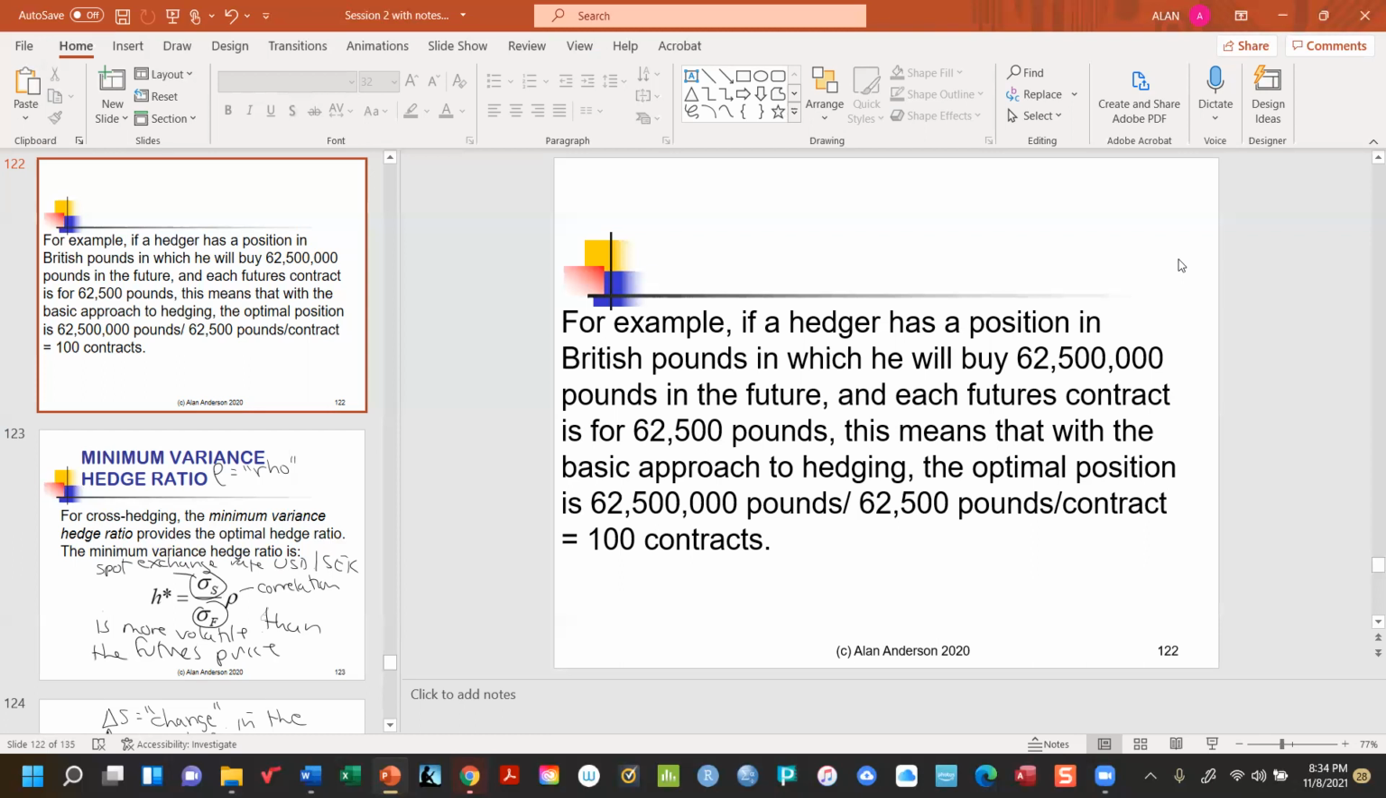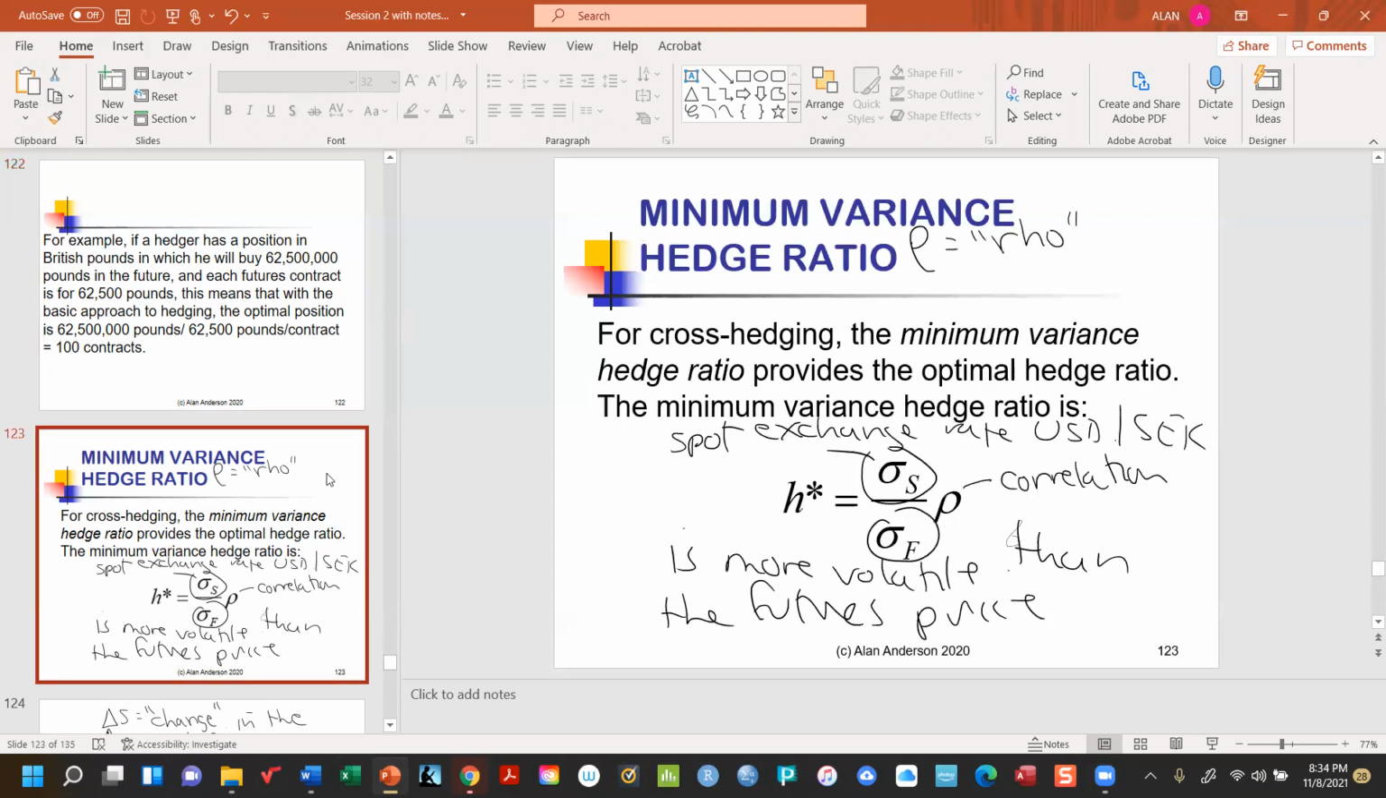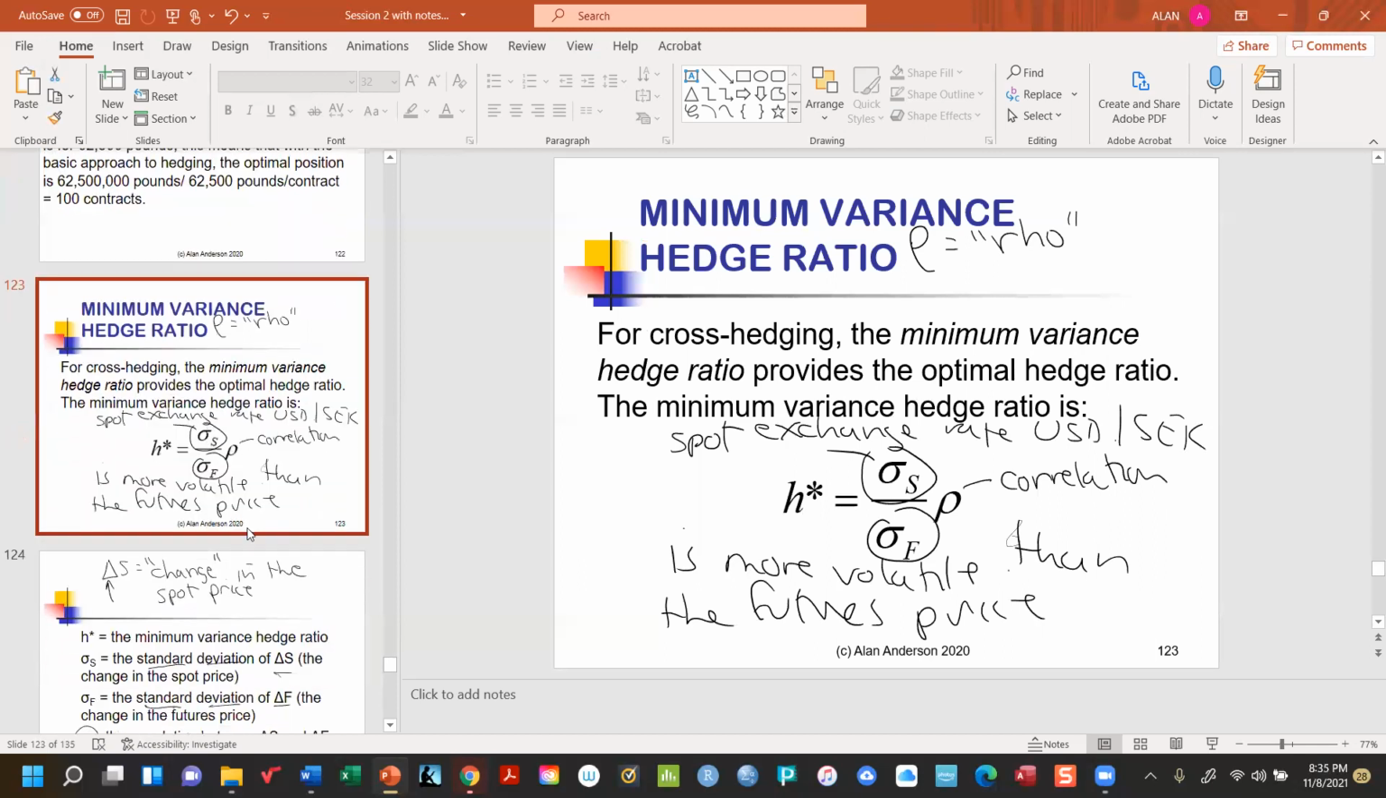Now, there's a formula here that is widely used in practice to help us figure out how many contracts we should hold if we are cross-hedging, where we're trying to basically minimize the variance of our position. Now, this is where it's getting a little bit more technical. Those sigmas are what we call standard deviations. This Greek letter rho represents the correlation between our two currencies.